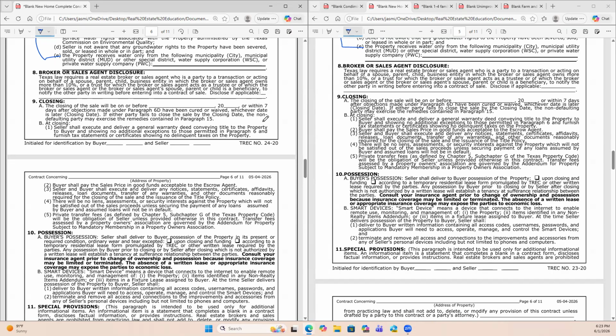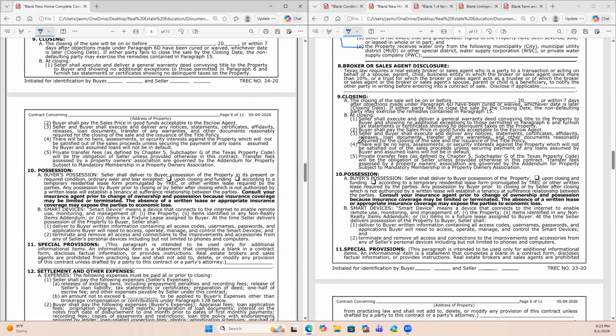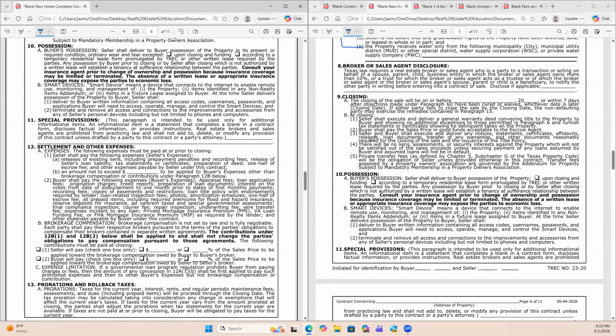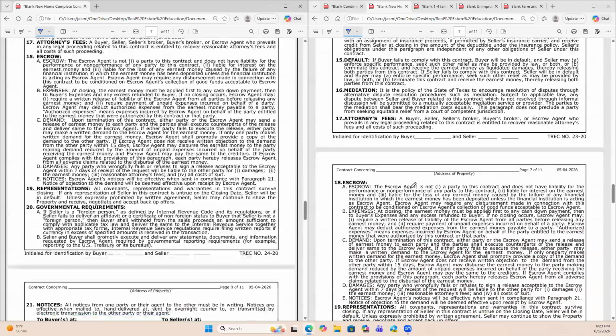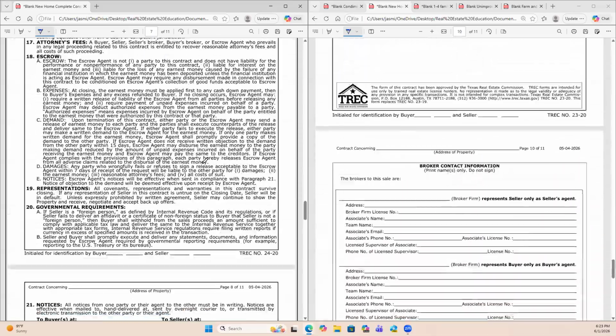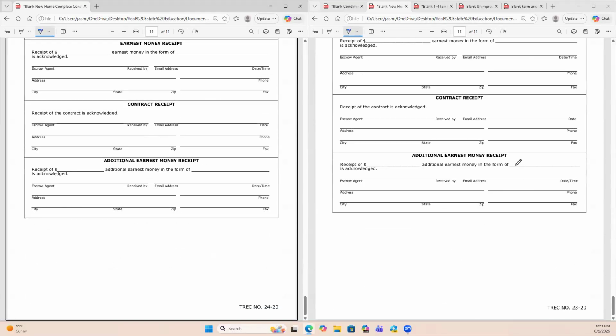Yes. Paragraph 8. Paragraph 9 talks about your closing date and are you going to keep the house after closing in paragraph 10 due to some type of temporary lease, or are we changing possession at closing and funding? And then we have our compensation documents and the rest of it is the same. Okay? All the same here.